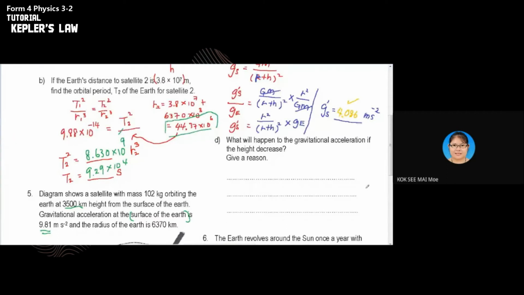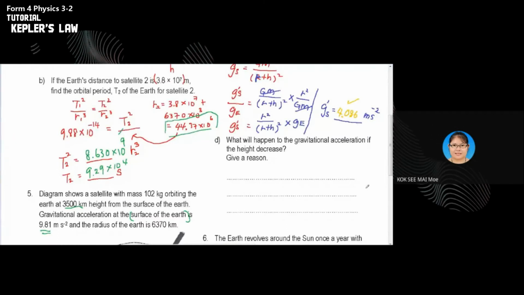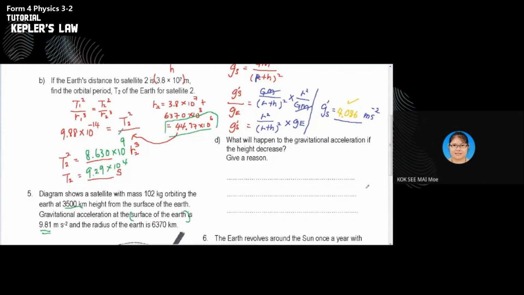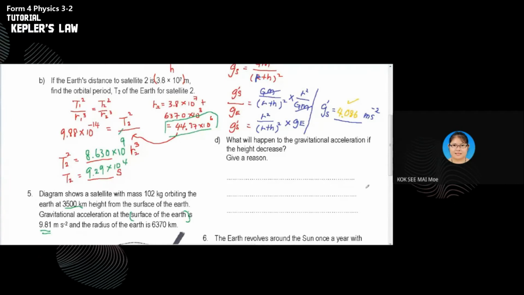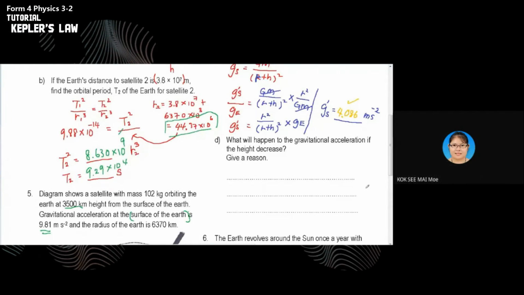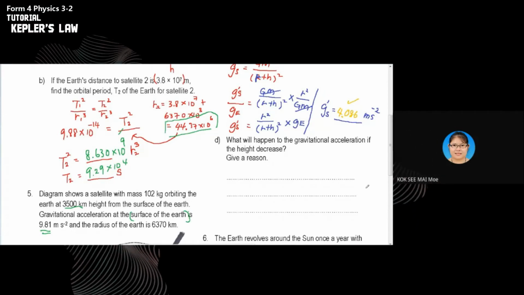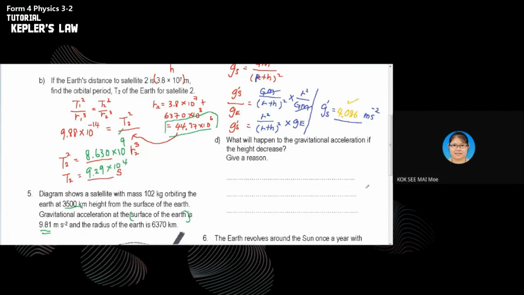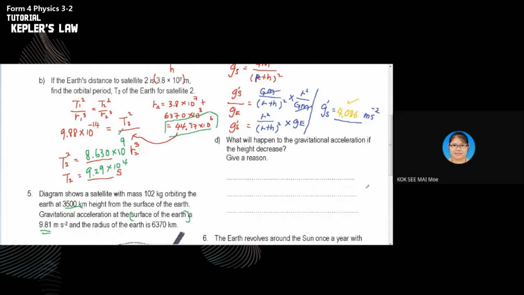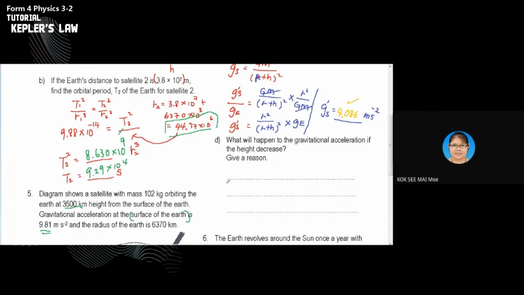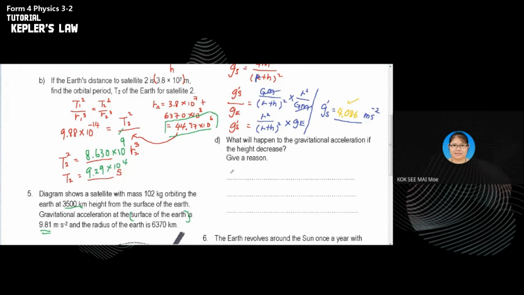Okay, D: what will happen to the gravitational acceleration if the height decreases? What do you think about that? If the satellite is now put further or put shorter, meaning the height decreases, I make it shorter. So what do you think about the gravitational acceleration? Bigger or smaller?